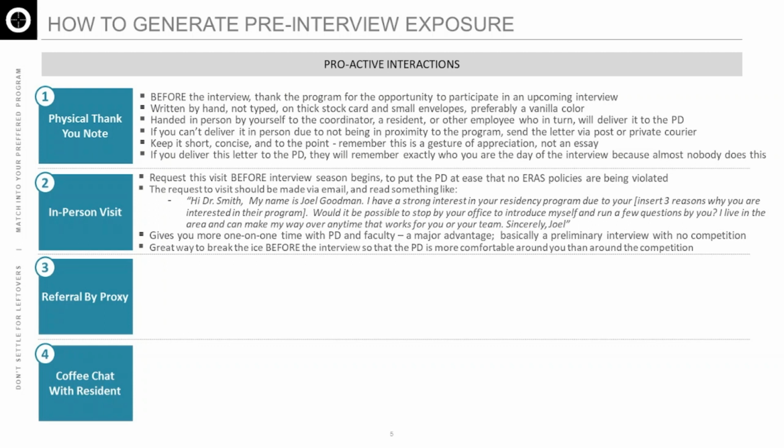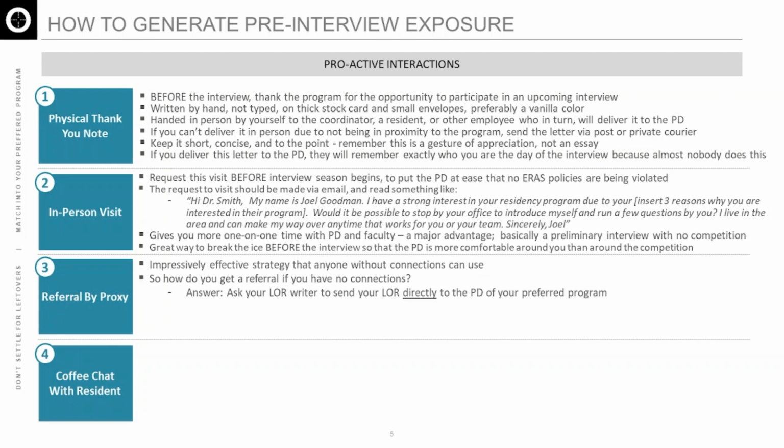The third type of proactive interaction is a referral by proxy. A referral by proxy is an impressively effective and super simple strategy that anyone without connections can use. So how exactly do you get a meaningful referral if you have no connections in the first place? And the answer is, ask your LOR writer to send your LOR directly to the PD of your preferred programs.